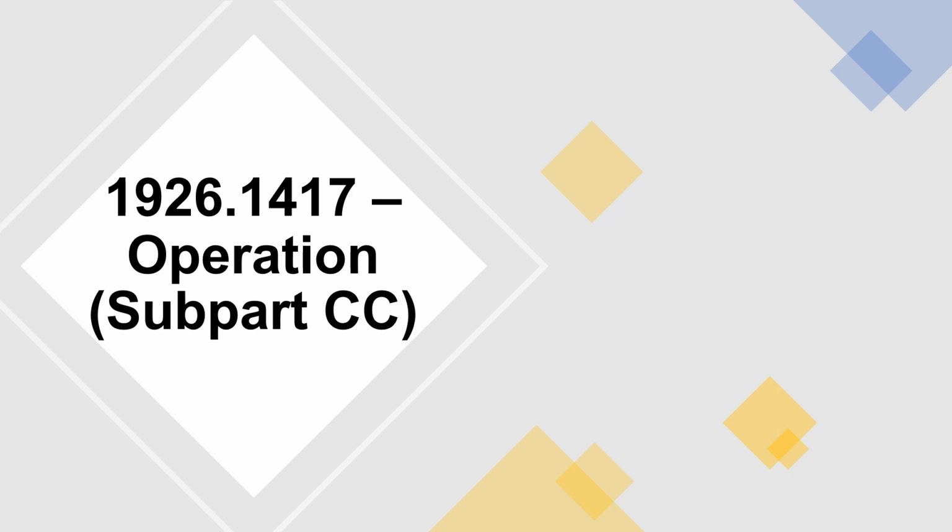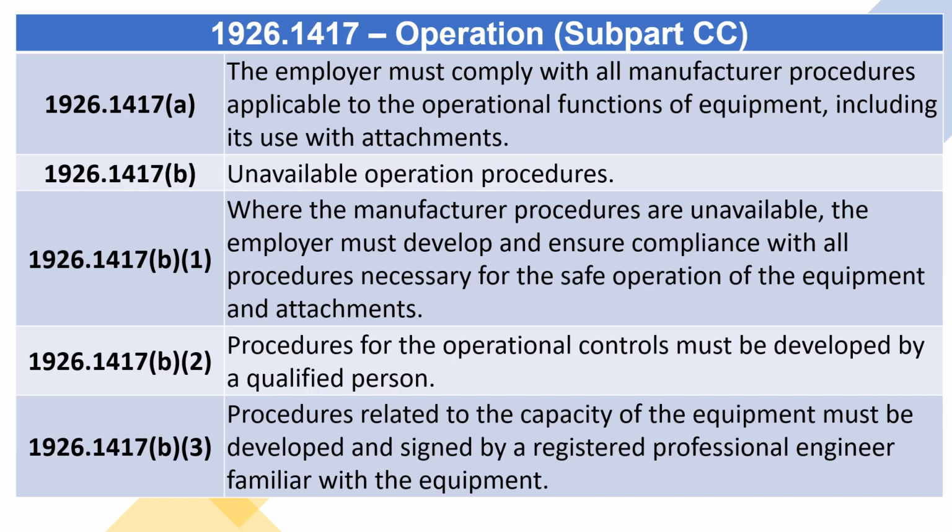1926.1417, Operation, to Subpart C, Cranes and derricks in construction. 1926.1417(a): The employer must comply with all manufacturer procedures applicable to the operational functions of equipment, including its use with attachments.